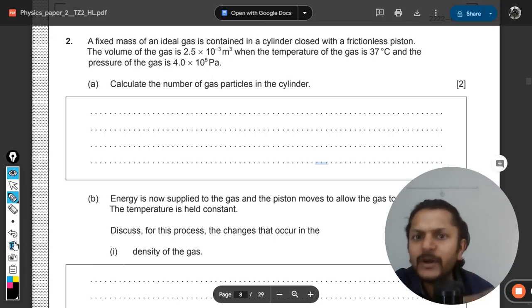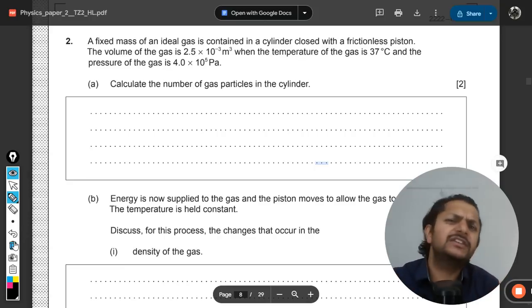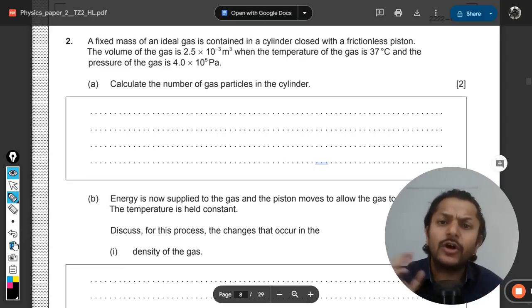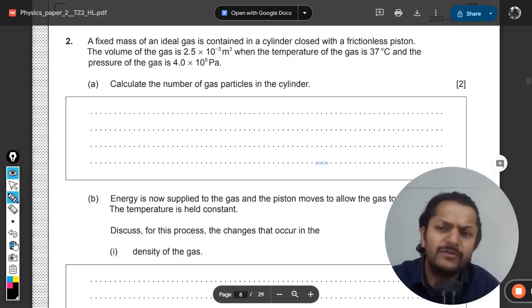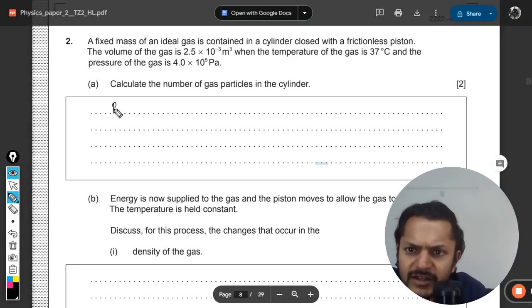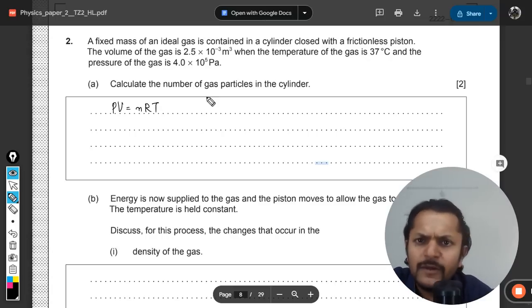So, number of gas particles means that you need to first find the number of moles. Straightforward. This is from topic 3, and you are not even talking about thermodynamics or something else, so that should be easy. We would have the equation PV equals nRT, and accordingly we will find the number of moles.